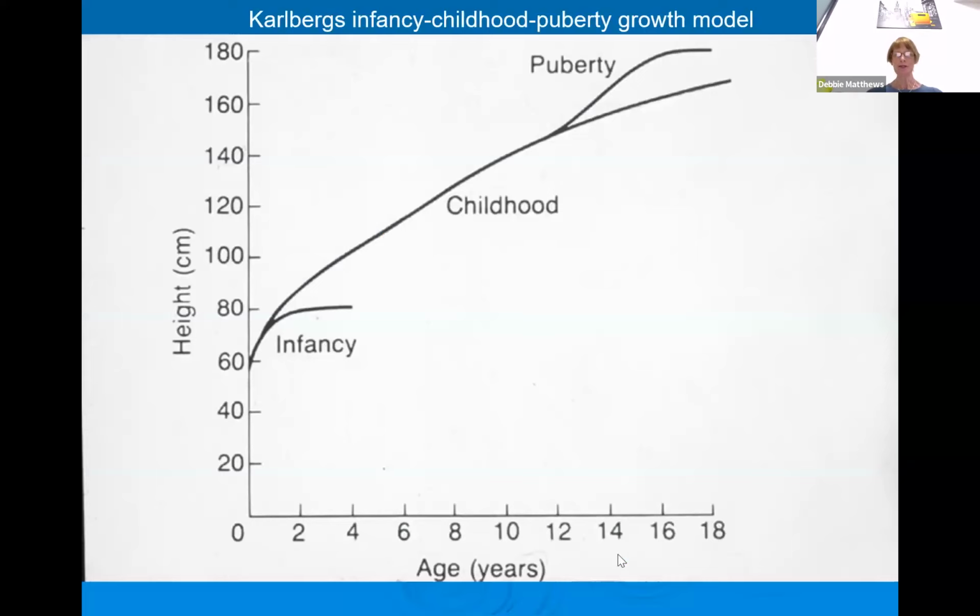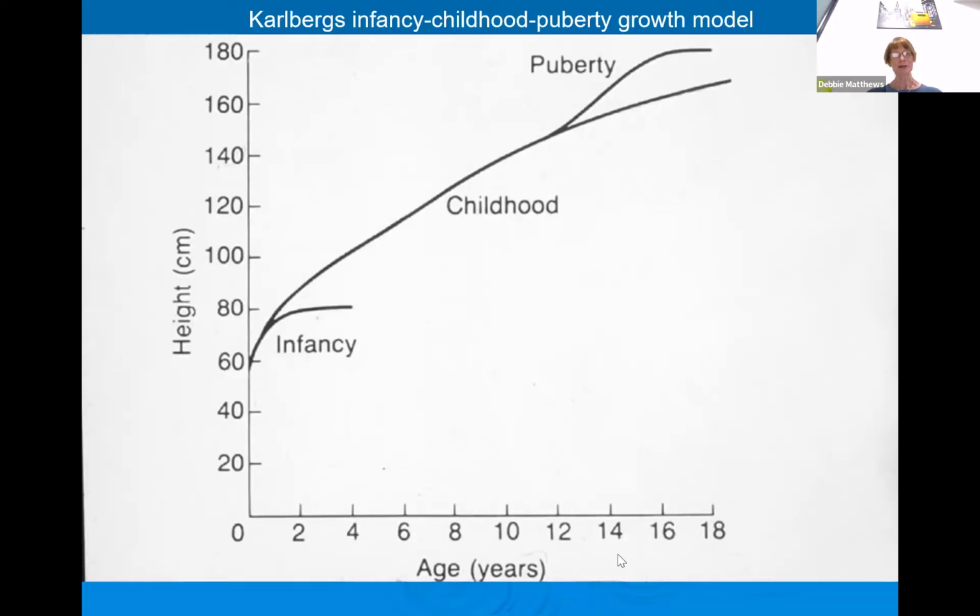Well, this is Karlberg's infancy, childhood, puberty growth model, which describes growth from birth up until cessation of growth at the end of puberty. And it's divided into 3 phases. Infancy, between birth and 2 years of age, which is mainly determined by nutrition and insulin. Between 2 years and the onset of puberty, the childhood phase, is determined largely by growth hormone. And then we reach puberty at the age of around 11 to 12 years, when we have the pubertal growth spurt determined by growth hormone and sex steroids.